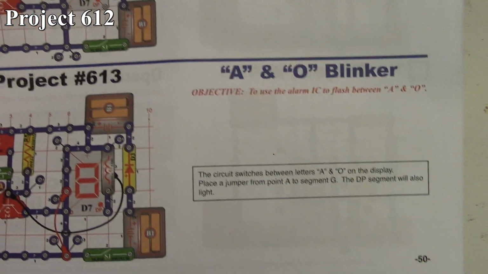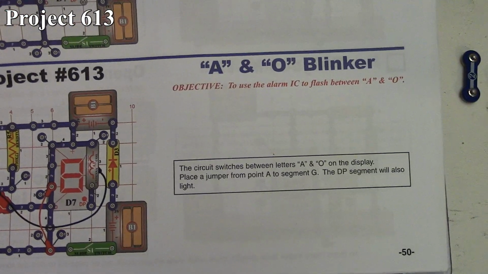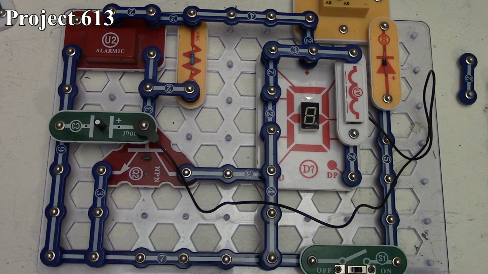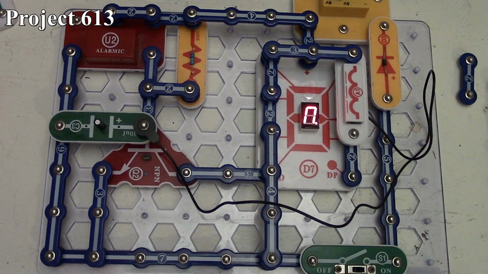Now Project 613 is the A and O blinker. Here we have Project 613, the A and O blinker. There it is in the book, and here it is on the board. So as before, we change our connections around on our 7-segment LED, so when we turn on the circuit, it now alternates between showing us an A and a 0 as our alarm IC and NPN transistor turn on and off.